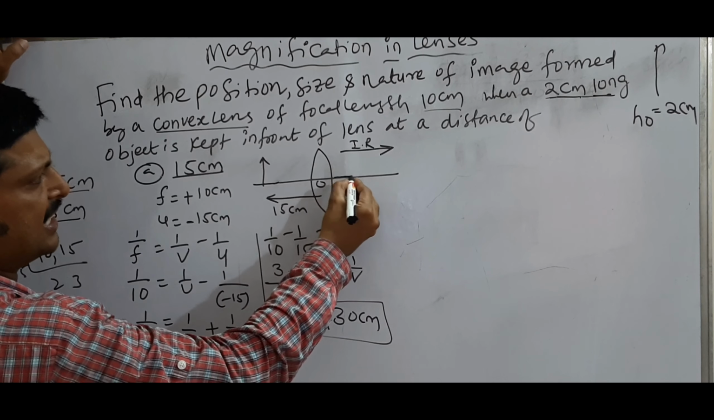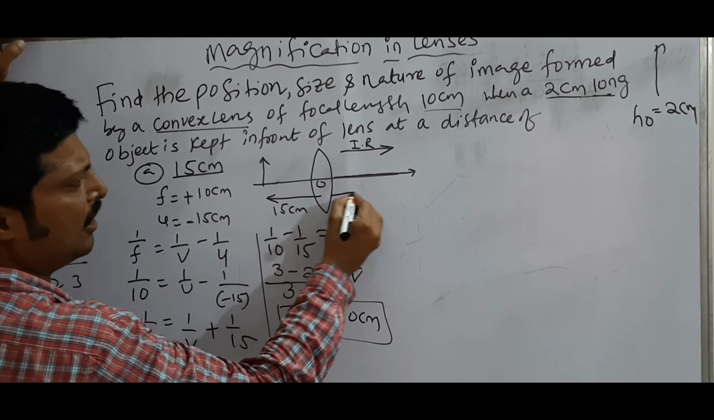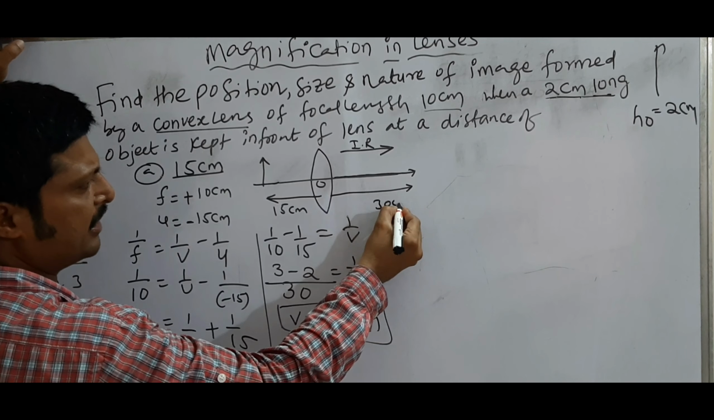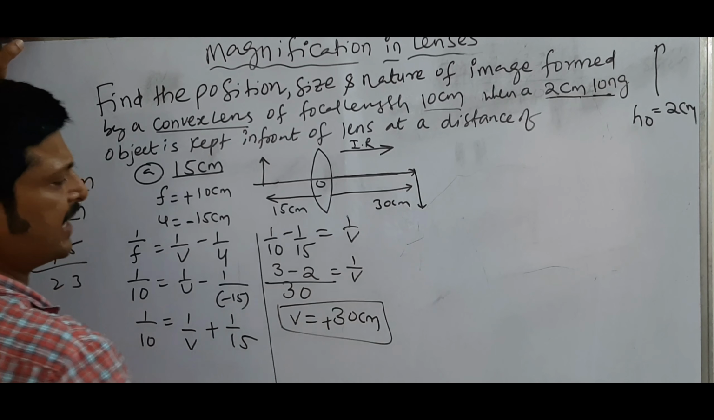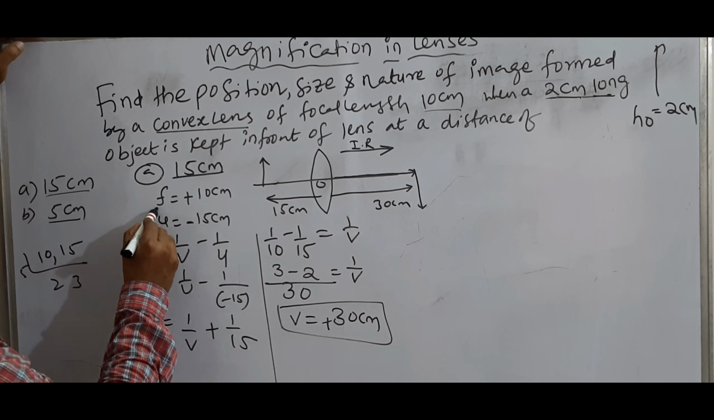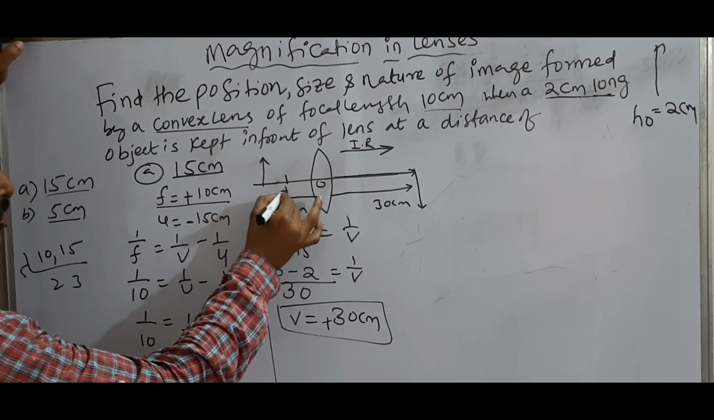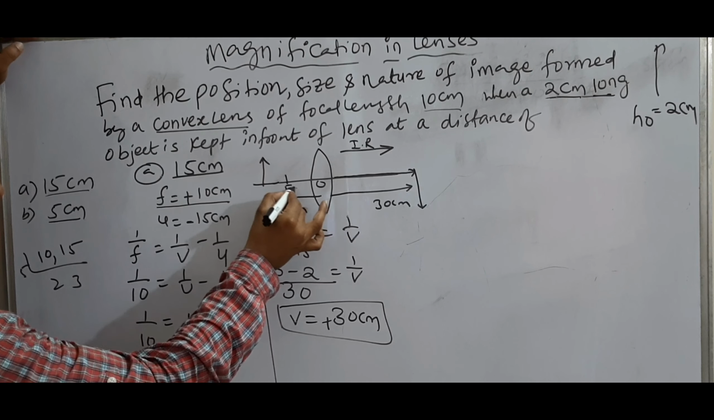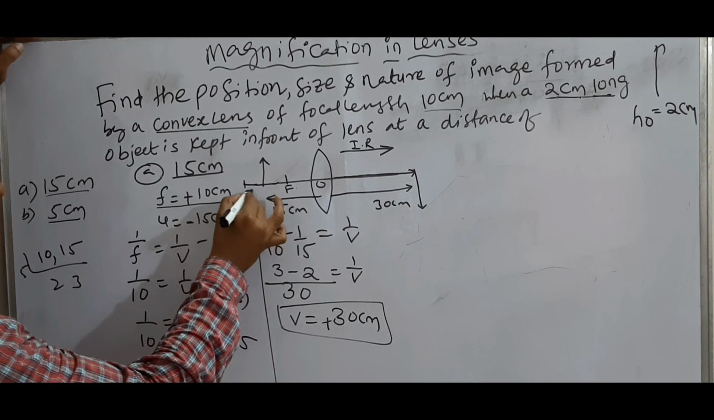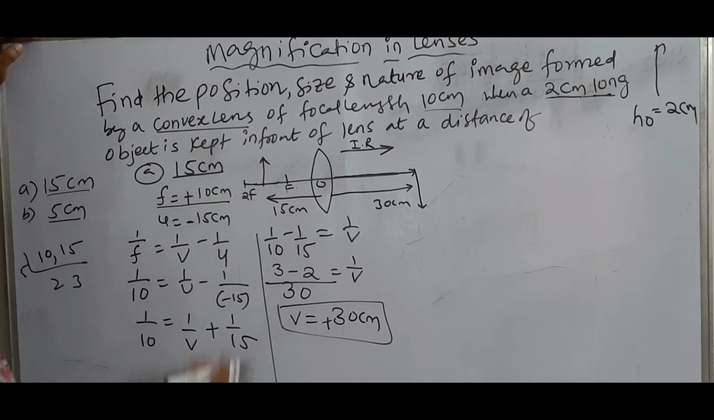In the direction of incident rays means go this side. So from the optic center, 30 centimeters. Here the image, we know already, is real and inverted. If you observe here, the focal length is 10 centimeters, that means the focus is 10 centimeters, and 2f is 20 centimeters. That means the object is placed between 2f and f.